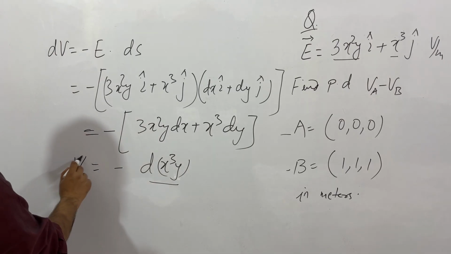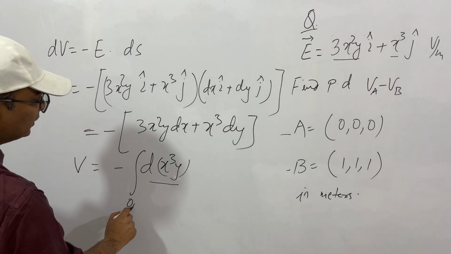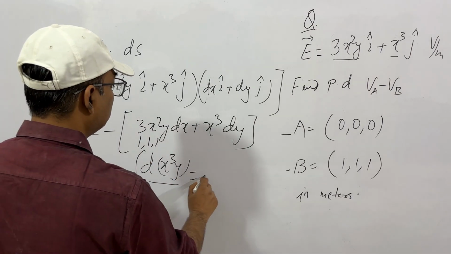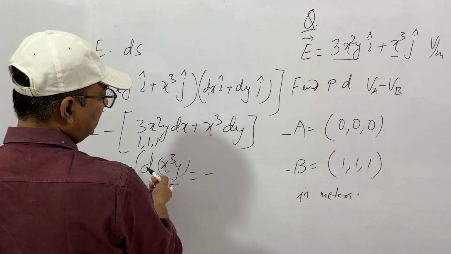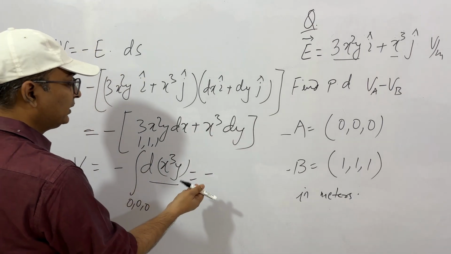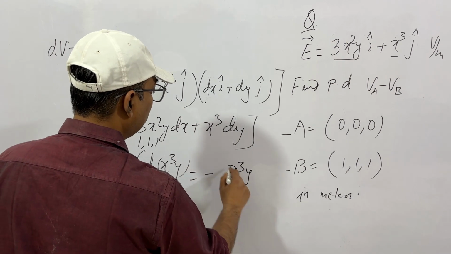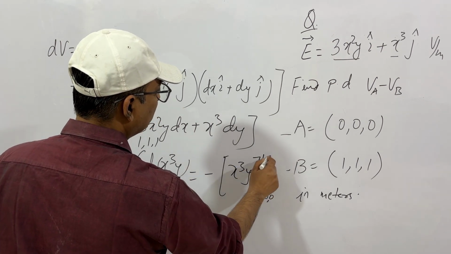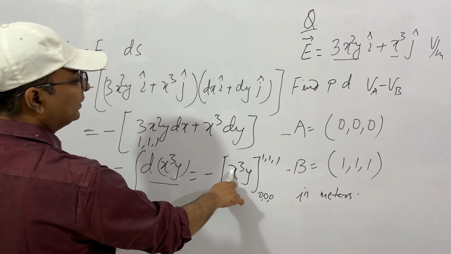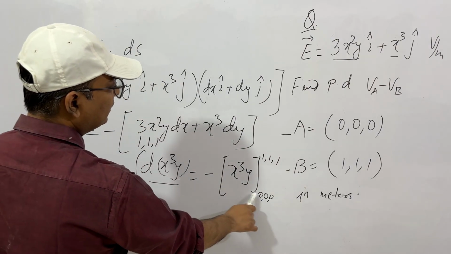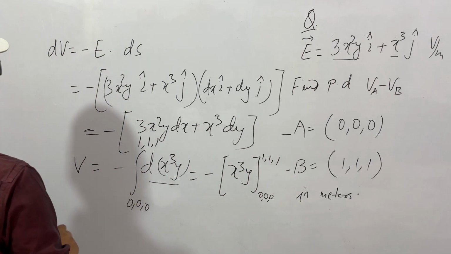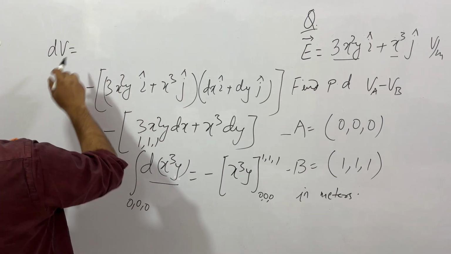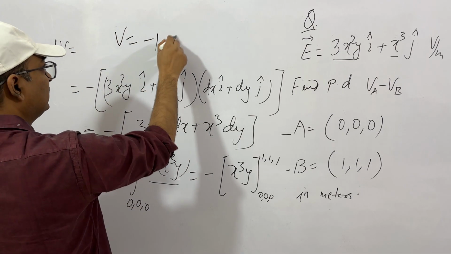So now our V will be minus from 0 0 0 to 1 1 1. Okay. So this is minus, it is like, say, d theta, so it will be theta only. So x cube y, the limits are 0 0 0 to 1 1 1. So we put 1 1, so it is 1 and then minus 0. So what we get? Minus 1. Finally our answer will be minus 1 volts. V will be minus 1 volts. Clear?